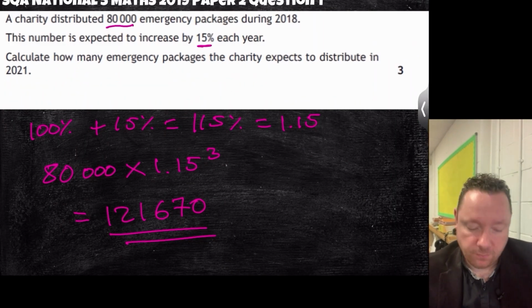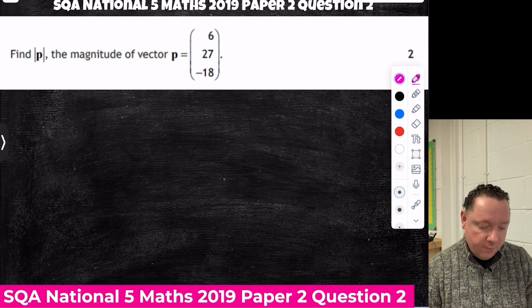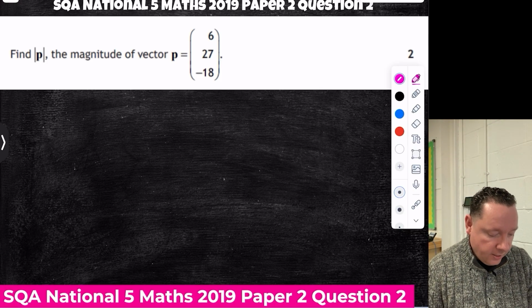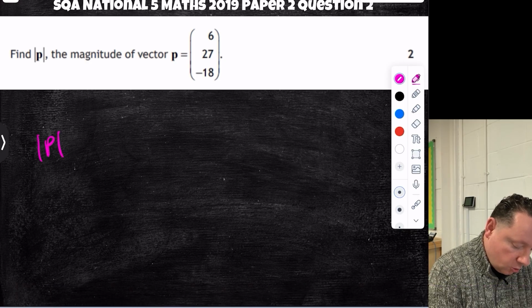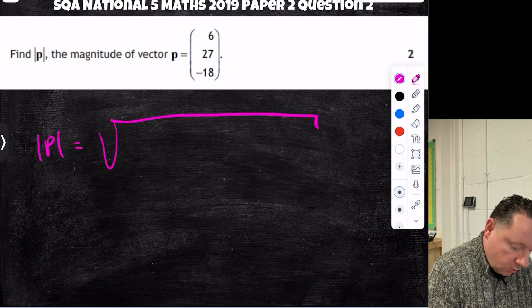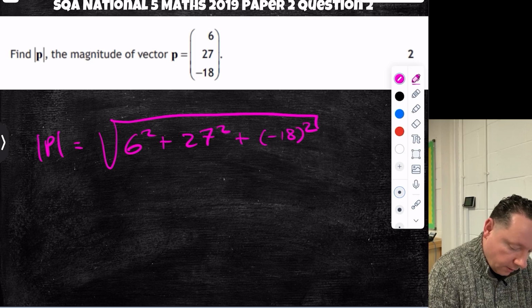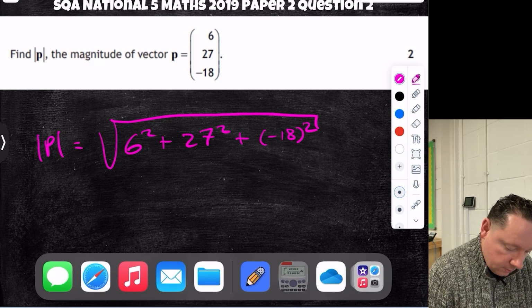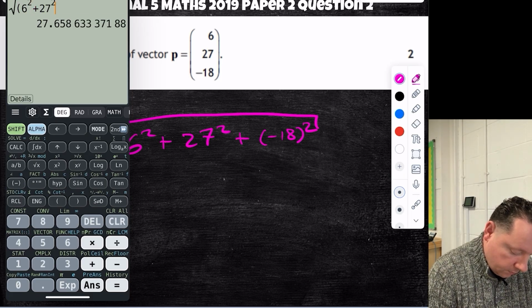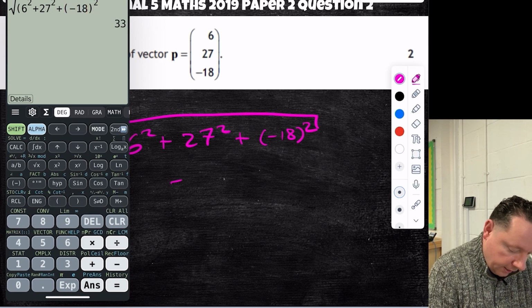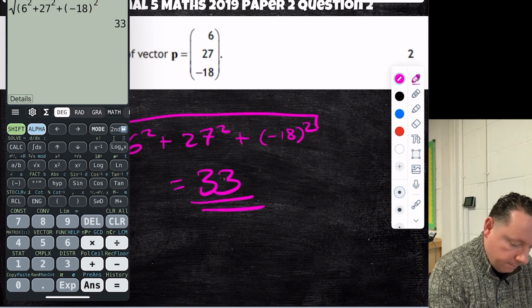And we're done there. SQA National 5 Maths 2019 Paper 2 Question 2. Find the magnitude of vector P. So magnitude is just like Pythagoras. I just square each number and square root them. 6 squared plus 27 squared plus minus 18 squared. Square root of 6 squared plus 27 squared plus minus 18 squared is 33, and we're done there.